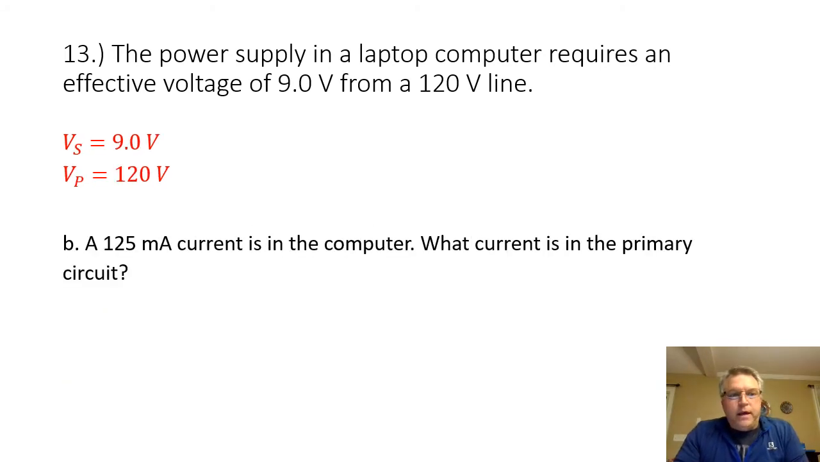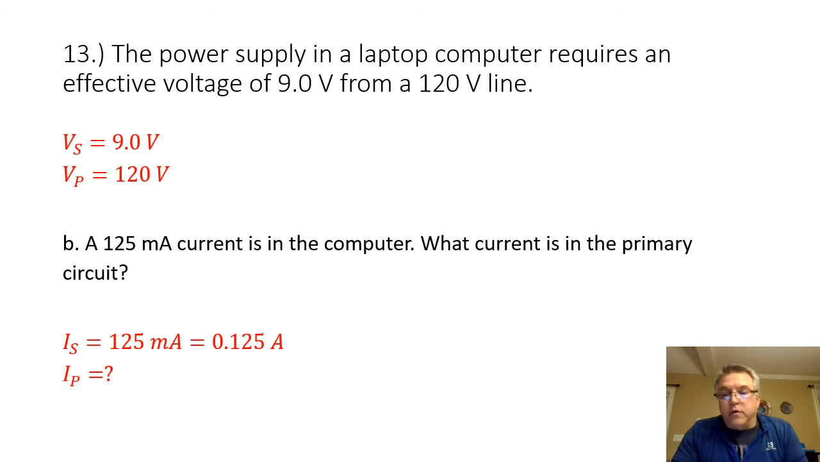Part B asks, a 125 milliamp current is in the computer. What current is in the primary circuit? We are given the secondary current, or the current leaving the transformer, 125 milliamps, which I do need to convert to amps, so that's going to be 0.125 amps. And I'm being asked to find the current going into the primary coil.